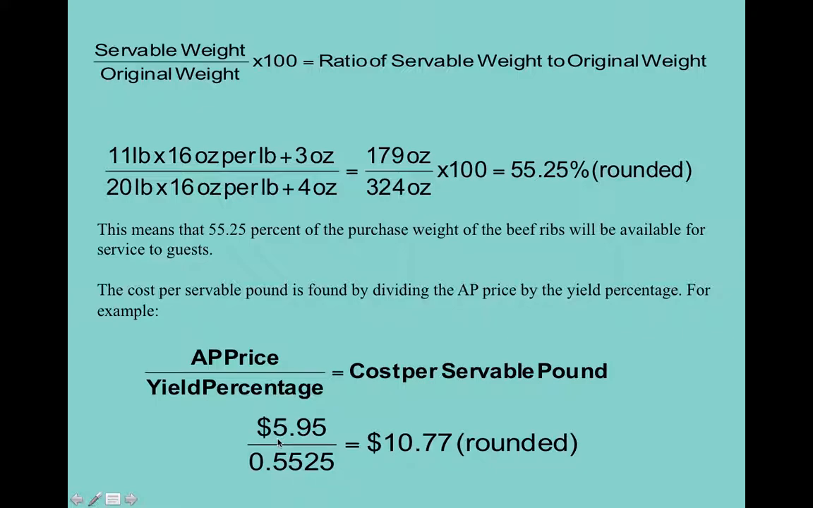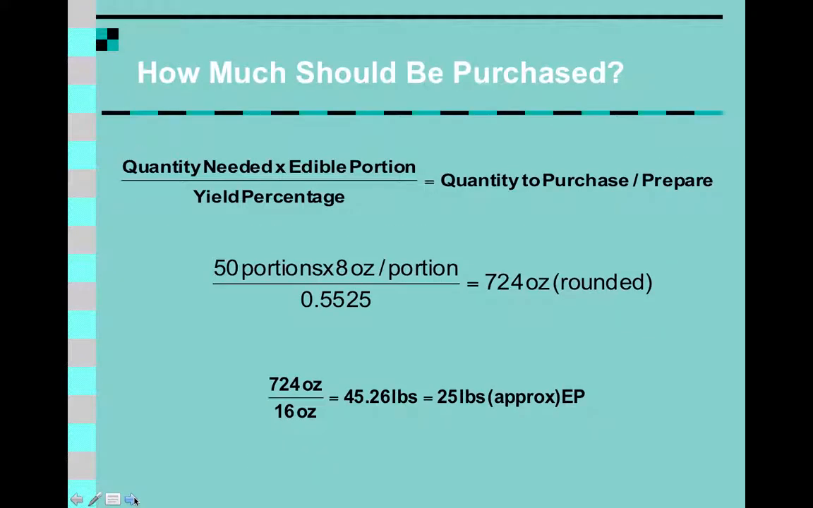If we didn't use the yield percentage, and we just took the $5.95 and divided it by the amount we yielded, we would have a completely wrong answer. So that's why we have to do this percentage up here, so we can understand how much it costs us per pound. Rewind this, do what you need to get this information, because this is something that's important for the class.